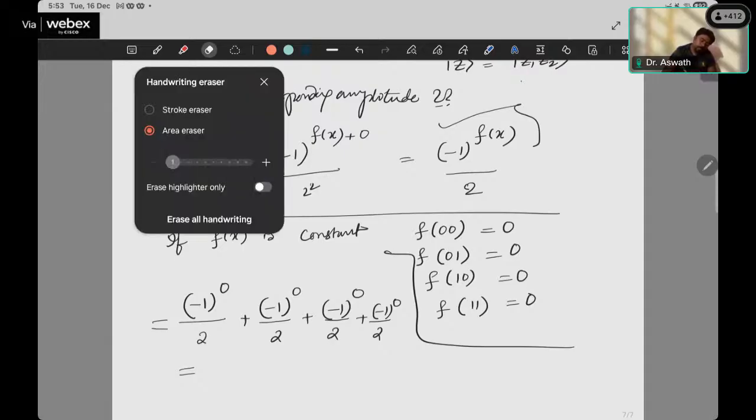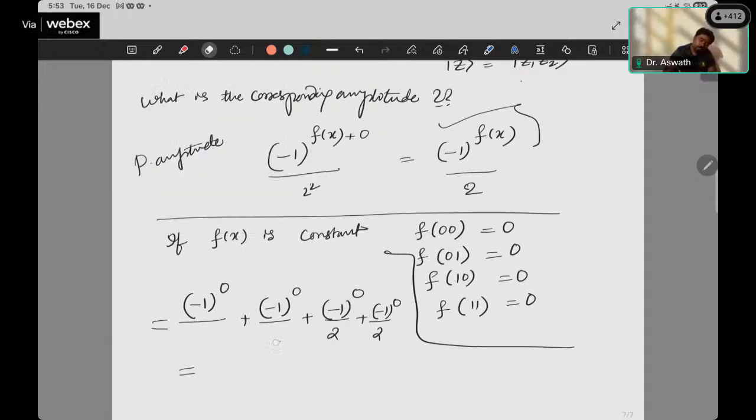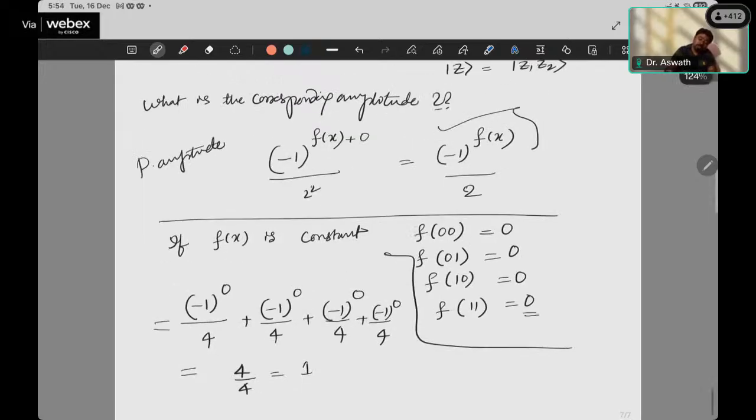It will be 1 by 4, 1 by 4, 1 by 4, 1 by 4. Now, all of them are positive because minus 1 to the power of 0 is 1. So I'll get 4 by 4, which is equal to 1. So when the function is constant with all zeros, I'm getting 1.